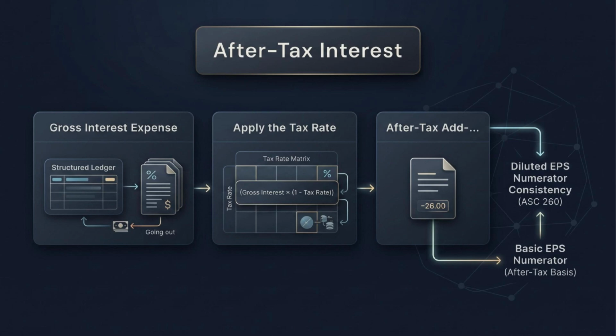Start with gross interest expense, then multiply by 1 minus the tax rate. For example, with a 25% tax rate, multiply by 0.75. The reason is matching. The numerator is based on net income, which is after tax, so the interest addback must be measured on the same after-tax basis. Gross interest would overstate the numerator addback.